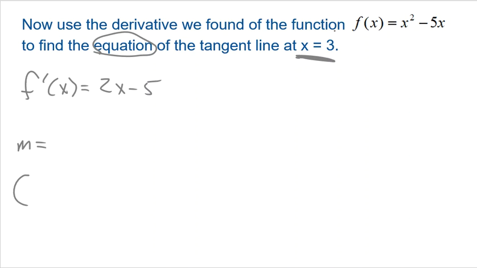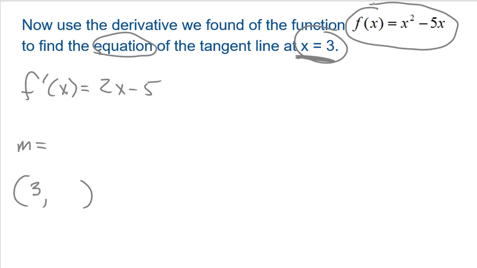Well, the point is at x equals 3, so I know the x value is 3. To find the y coordinate, I need the original function, right? The original function finds y coordinates. So first, let's find the y coordinate by plugging 3 into the function. That's 3 squared minus 5 times 3. That's going to be 9 minus 15. 9 minus 15 is negative 6. So there's my y coordinate.